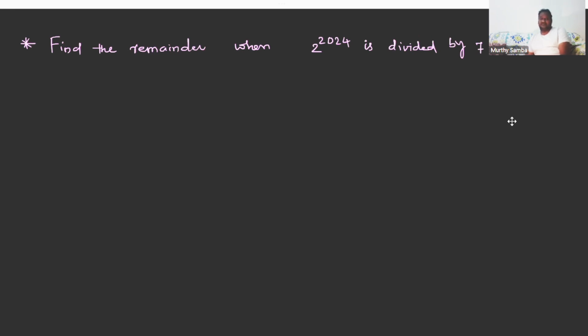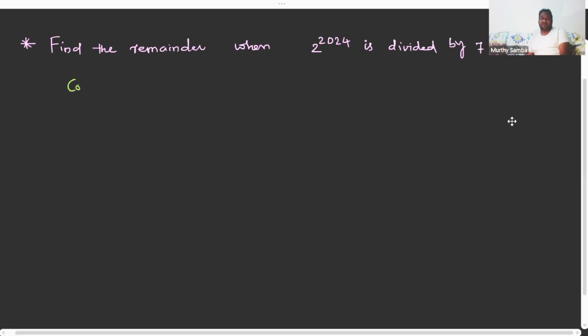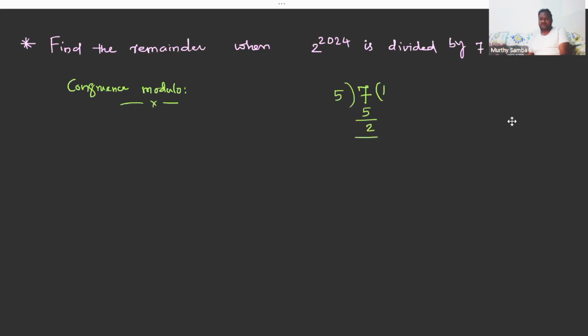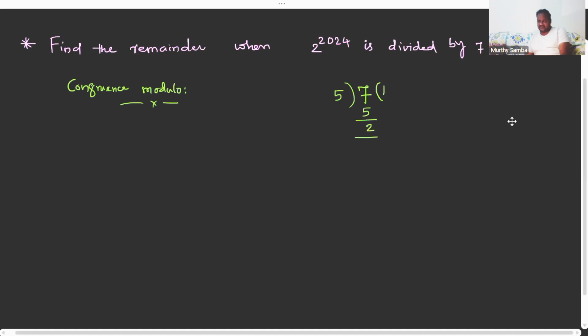So the name of the concept is congruence modulo. What do you mean by this congruence modulo? I'll explain with the help of one example. Suppose you are taking a number 7 and you are dividing that 7 by some number 5, for example. 5 ones are 5, then you get the remainder 2, right? Now I am going to write this particular division in a different way.